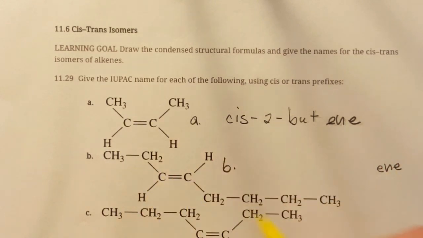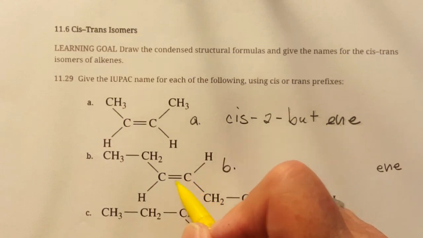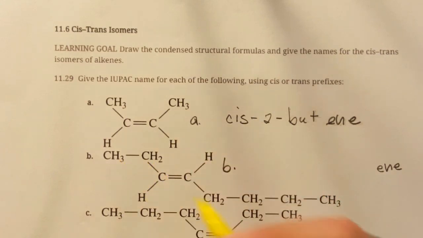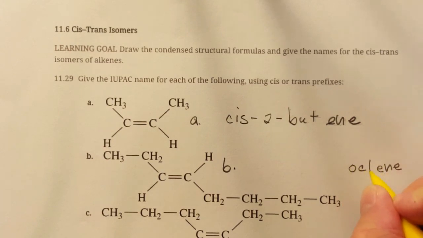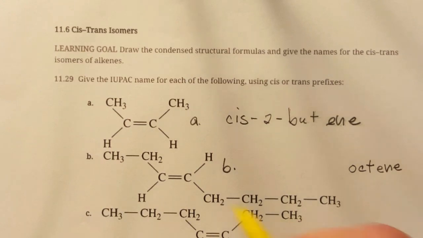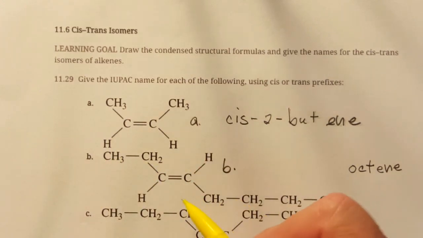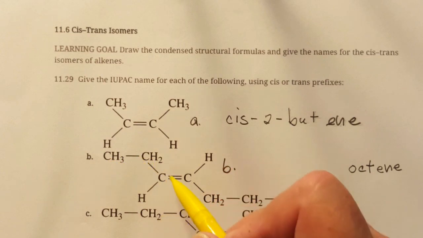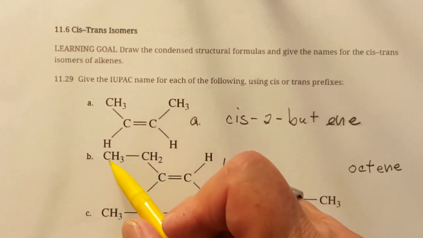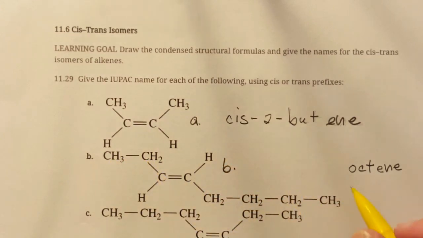Okay, longest carbon chain is 1, 2, 3, 4, 5, 6, 7, 8. So this is an octene. We need to indicate where the double bond is, so we can count from this end or this end. 1, 2, but we get to the double bond quicker by making this carbon number 1, 2, 3. So the double bond starts at carbon 3.